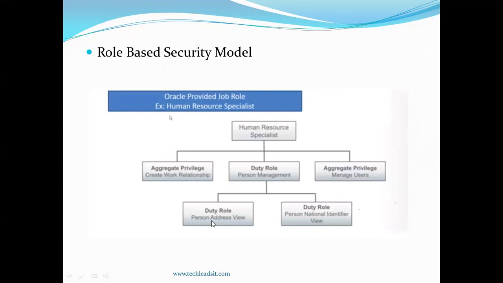He can see the employee's address, but he cannot edit. Like he can see personal national identifiers, but he cannot edit. These kinds of restrictions we can do by using role-based security models.